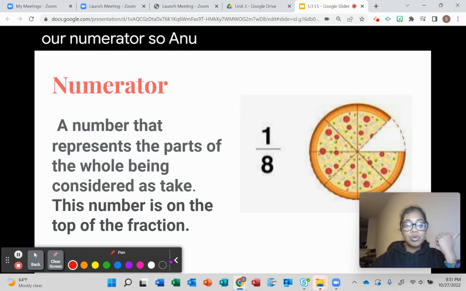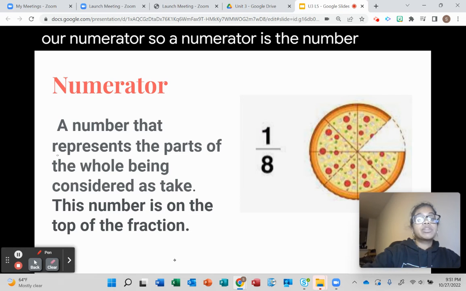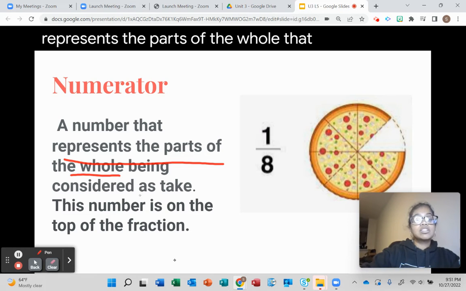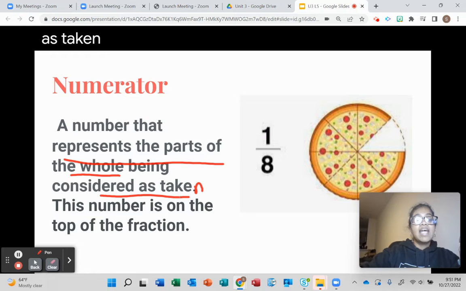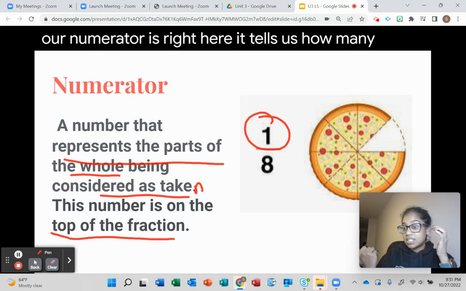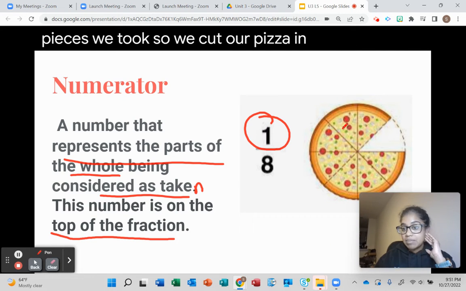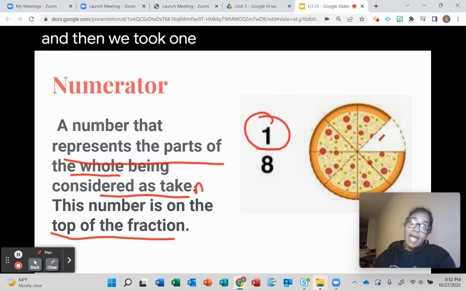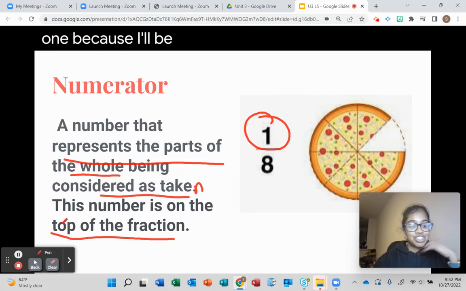A numerator is the number that represents the parts of the whole that are considered as taken. And this number is the top of the fraction. So our numerator is right here. It tells us how many pieces we took. So we cut our pizza into 8 pieces and then we took one, or we ate one. Hopefully we ate one because that would be delicious.